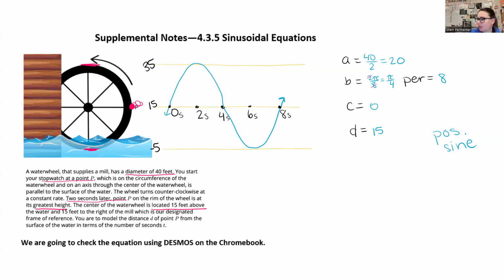So now I'm ready to write my equation. I have my equation, and the distance and our units are time. It is equal to a positive sine, so 20 sine, and then comes B, pi over 4. My variable is t, and I don't have any shift, so it's just t. And then I shifted up 15. So here's my equation.